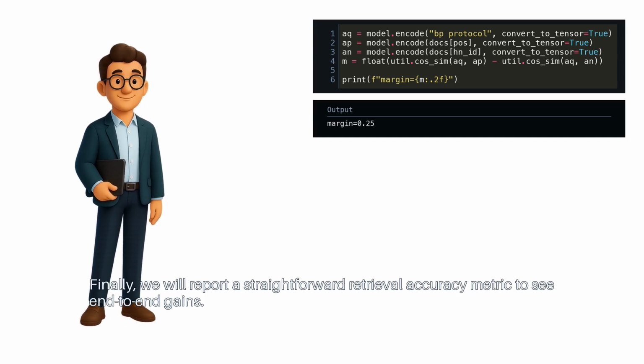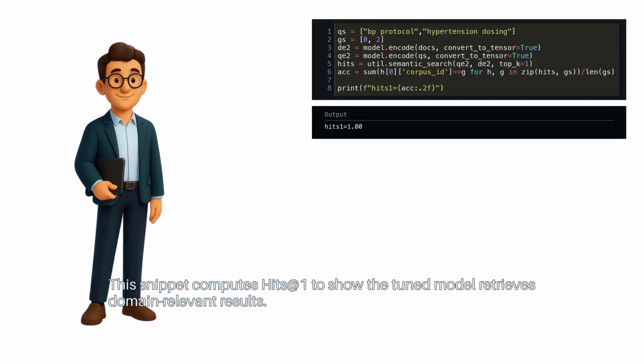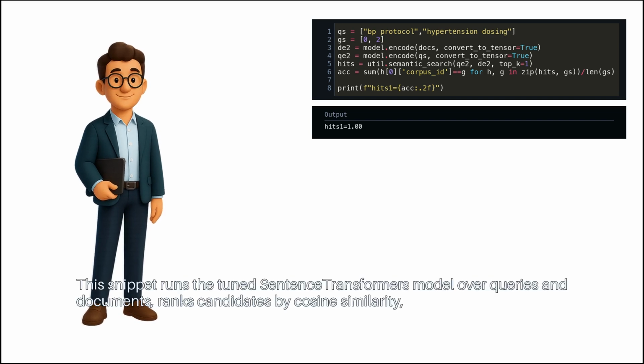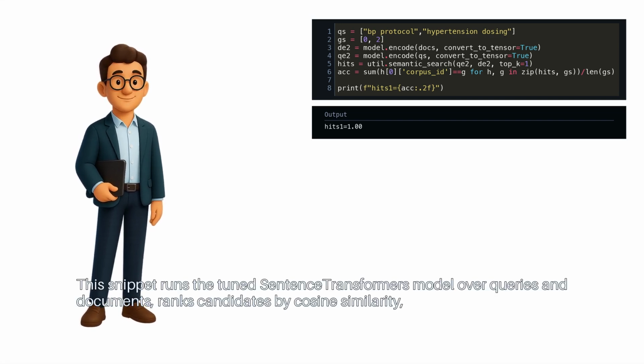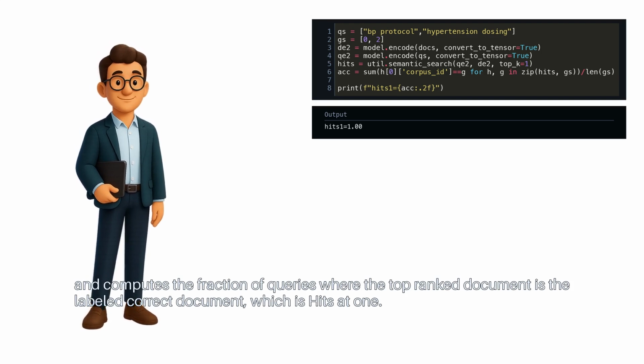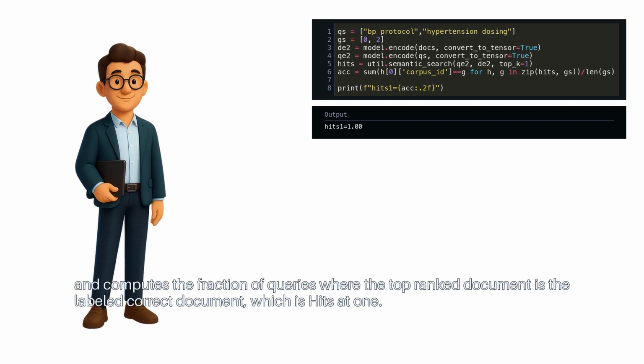Finally, we will report a straightforward retrieval accuracy metric to see end-to-end gains. This snippet computes hits at 1 to show the tuned model retrieves domain-relevant results. This snippet runs the tuned SentenceTransformers model over queries and documents, ranks candidates by cosine similarity, and computes the fraction of queries where the top-ranked document is the labeled correct document, which is hits at 1.